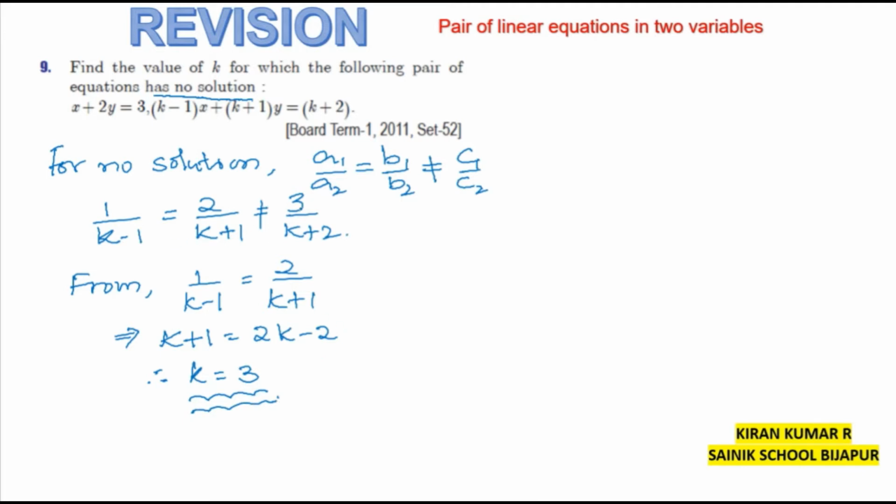If you want further, you can consider the next two pairs. You will be getting the value of k should not be equal to a number. Since the question was find the value of k, I would like to stop the answer at this stage. We got the value of k as 3.